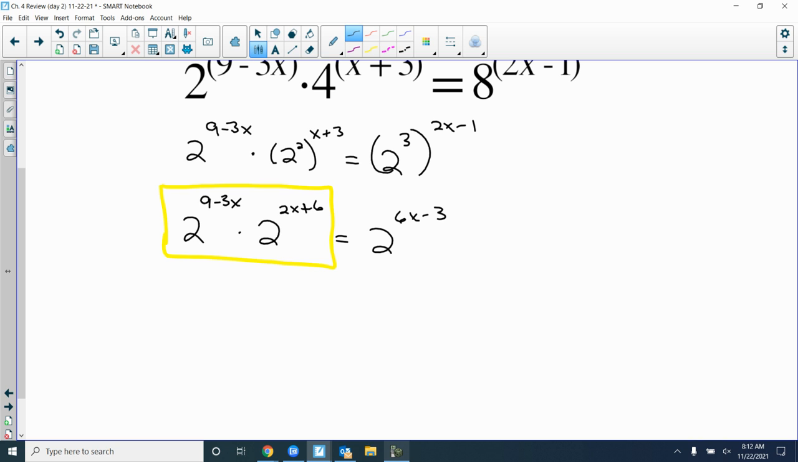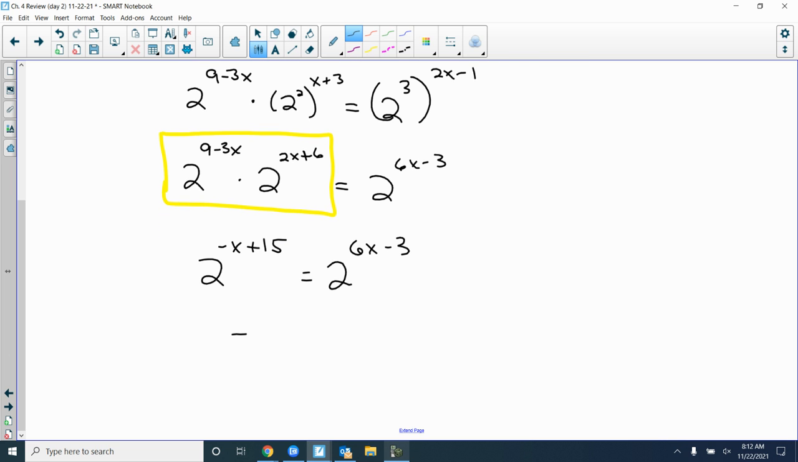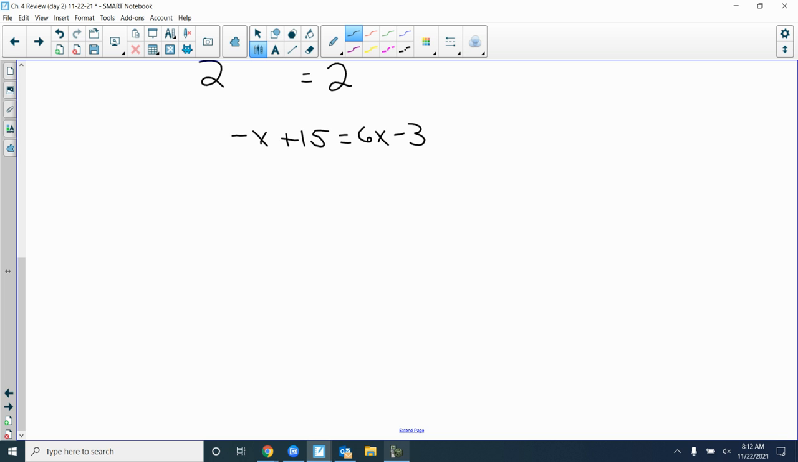So this becomes 2. Negative 3x plus 2x is negative x. 9 plus 6 gives me 15, equals 2 to the 6x minus 3. Now you take negative x plus 15 equals 6x minus 3, and then you solve that. And if it comes out to a decimal, just keep the answer as a fraction, because like I said, you don't have your calculator with you.